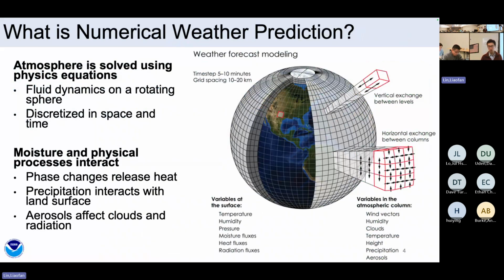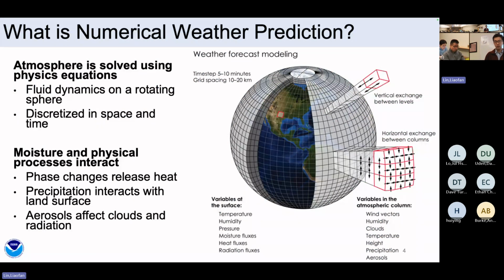And next, I am going to introduce the concept of NWP. For numerical weather predictions, we use all kinds of governing physical equations to solve the fluid dynamics on a rotating sphere, so basically the Earth. For the model, we discretize the entire Earth. For the global model, we discretize in space and then integrate it forward in time.